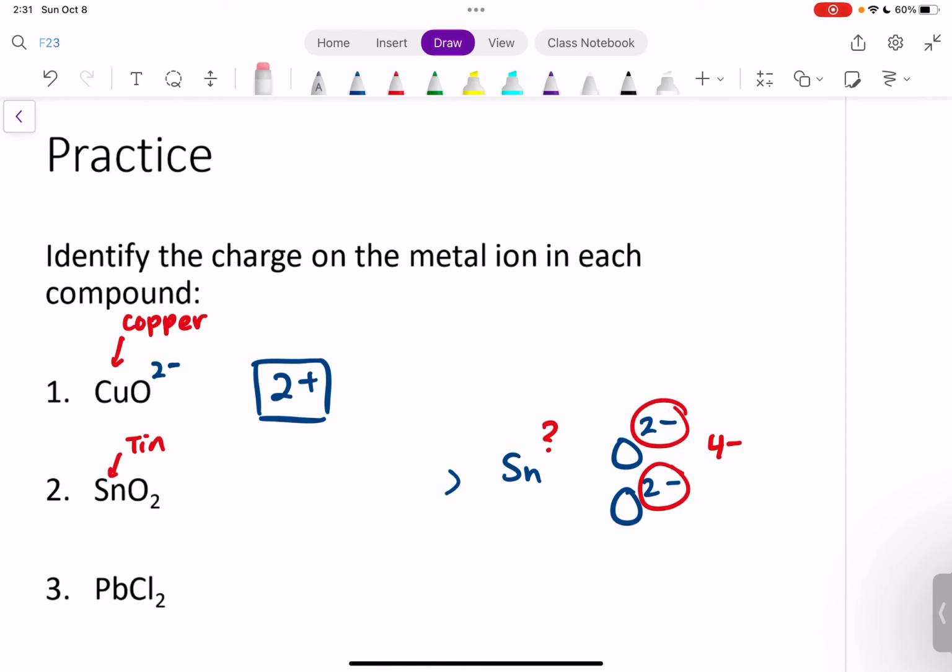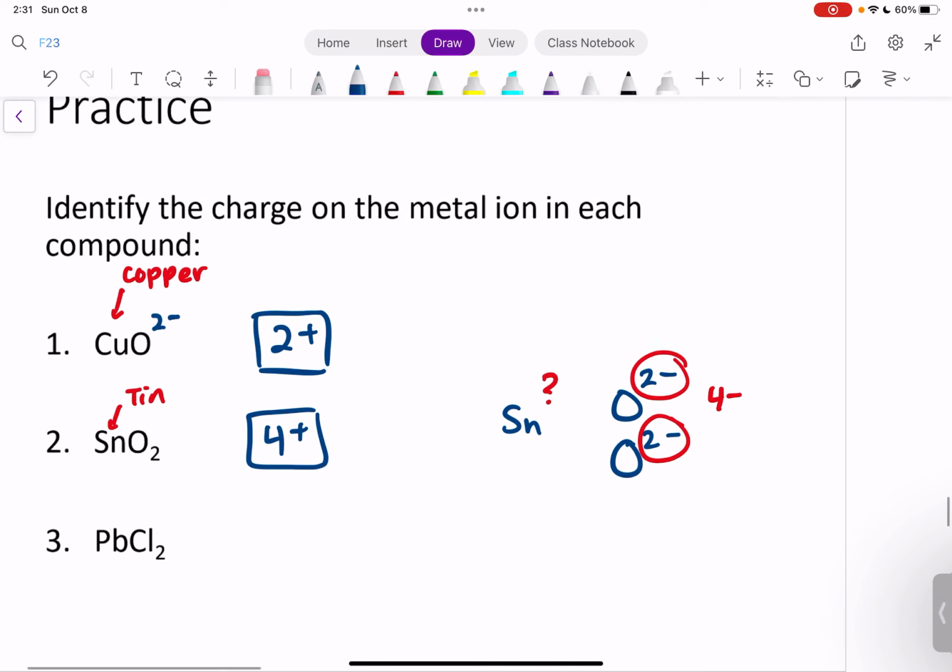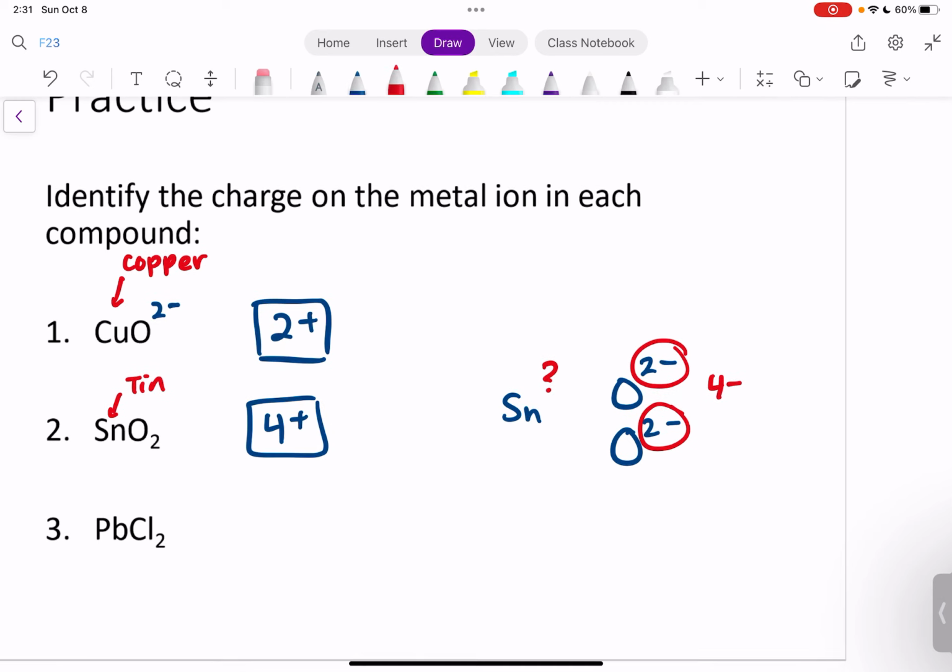Yeah, it has to be 4 plus, because those charges have to cancel out. All right, now we've got lead and chlorine. Lead is our transition metal here. Now for lead and chlorine, we've got Pb, and it looks like we have 2 chloride ions.